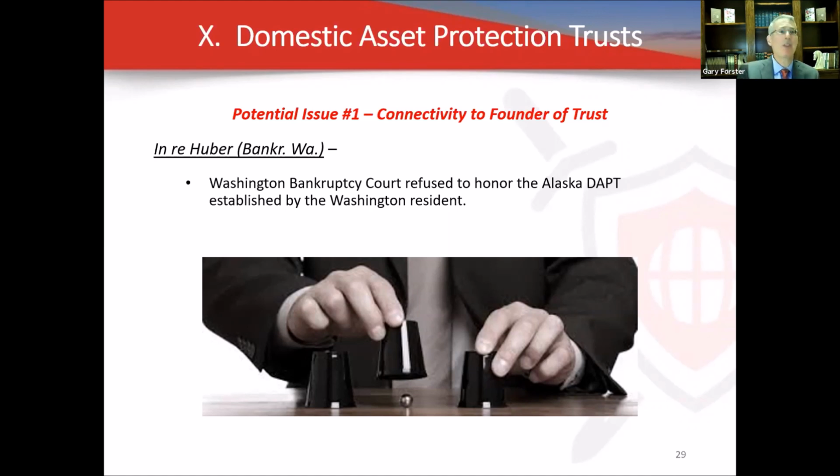And what does that mean? It doesn't exist. So Uber, all the assets are attributed back to Uber and they take them all in bankruptcy. You can't just willy-nilly create these things.